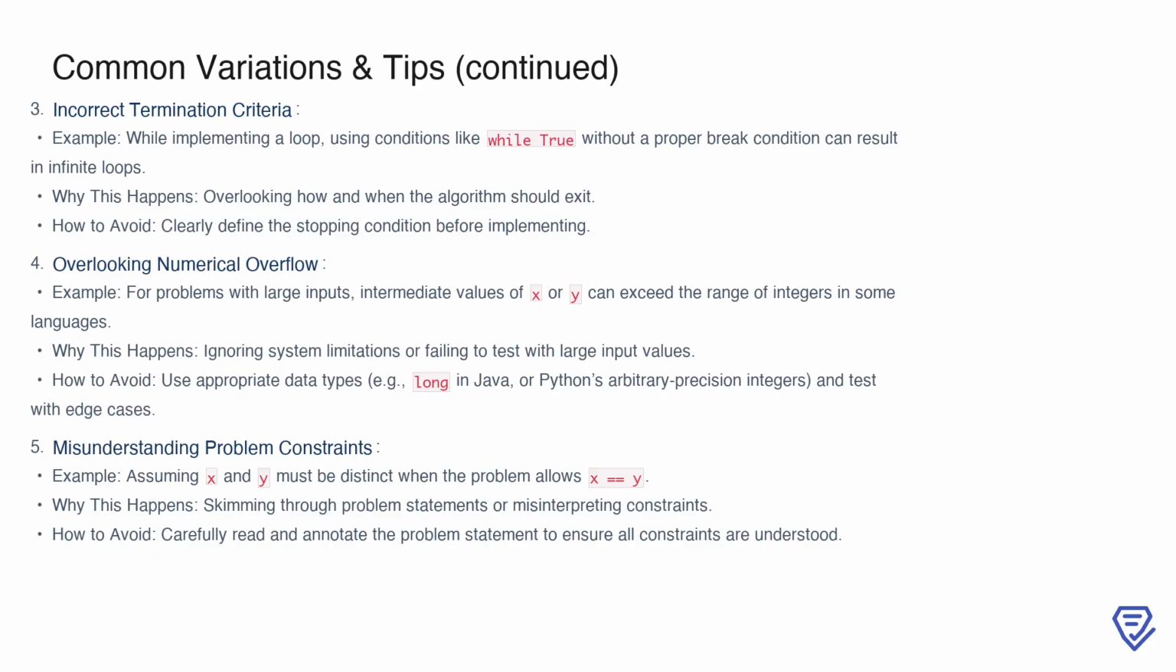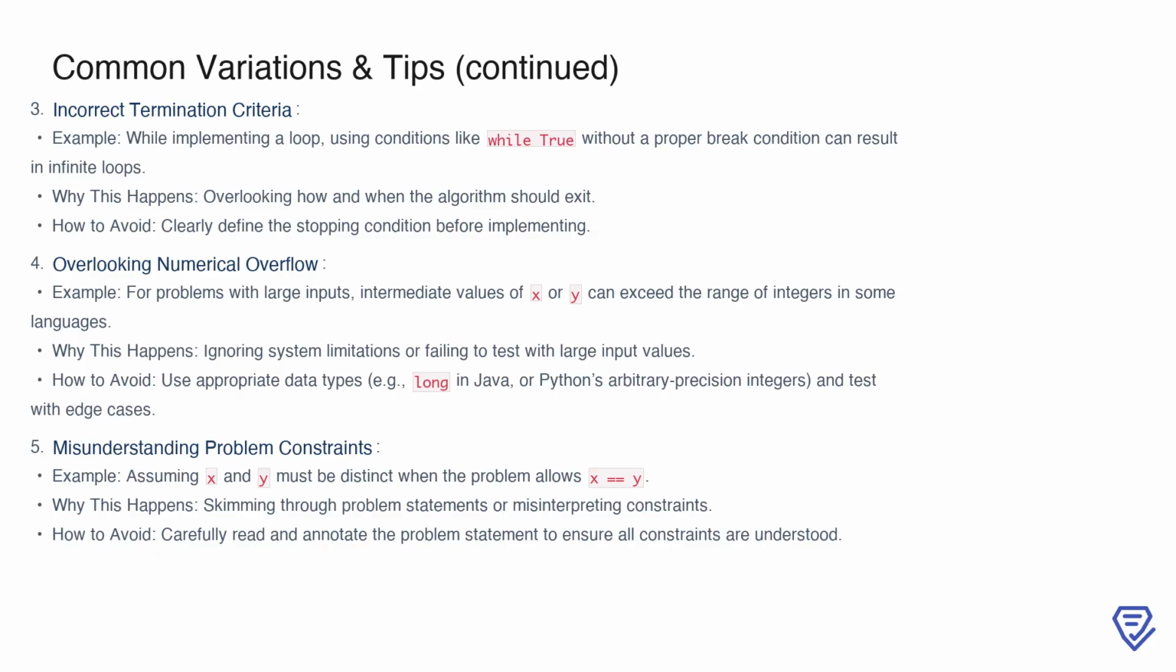Overlooking numerical overflow is another common mistake, particularly in problems with large inputs. Intermediate values of x or y can exceed the range of integers in some programming languages. To address this, use appropriate data types, like long in Java or Python's arbitrary precision integers, and ensure you test with large edge case inputs.